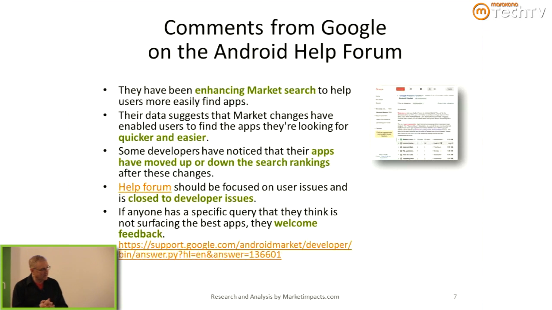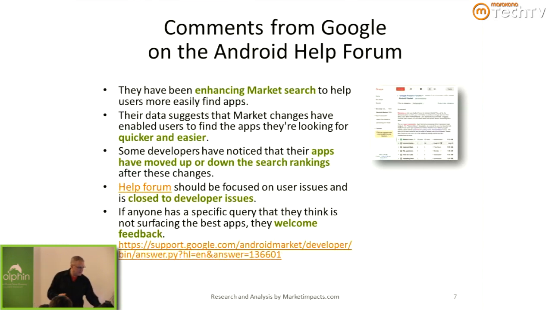And then they said, well, some developers have noticed that their apps have moved up or down in the search rankings after these changes. Well, yeah, it's a competitive landscape, and there's only so much top real estate in search results. If somebody's moving up, and somebody is moving down, and because they're making changes to the search algorithm, those kinds of changes are taking place. Then they said that the help forum should be focused on user issues, and they closed any issues related to developers. I get it, it's understandable that they don't want developers complaining on a forum that's really there to help end users. It's like, guys, don't air your dirty laundry in front of the very customers that we're all trying to attract.